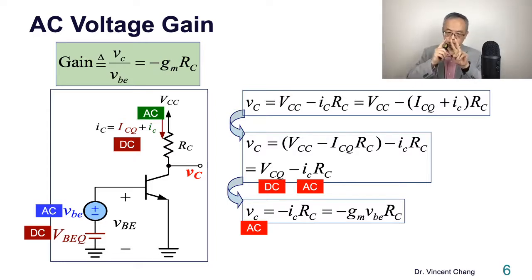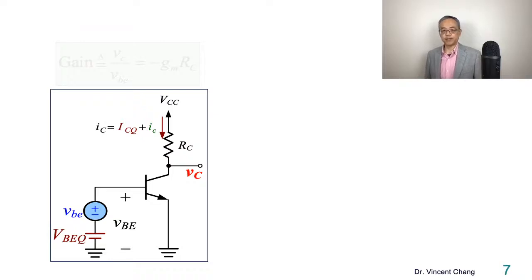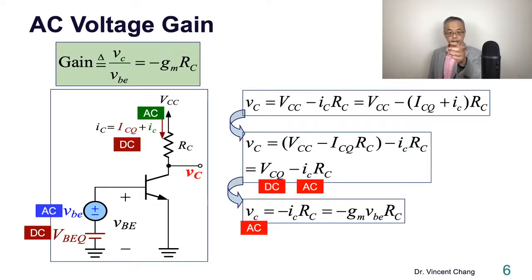So for the AC and the total instantaneous, if we talk about vC, it is the same variable, lowercase v, but with a different subscript. A lowercase subscript represents AC. A capital subscript represents the total instantaneous. Don't mess up or confuse these variables. So now here's the answer. We get the answer.